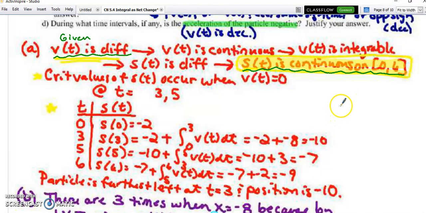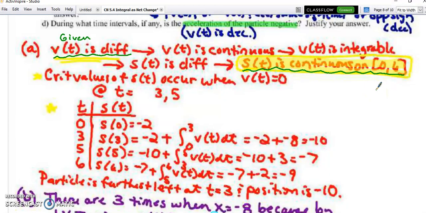Now, the reason why is that if the velocity function is differentiable, that implies that the velocity function is continuous. If the velocity function is continuous, we know that the velocity function can be integrated. And if the velocity function can be integrated, that means we must have been able to take the derivative of the position function S of t, which means that S of t is continuous. But as long as you say V of t is differentiable, implies that S of t is continuous on 0 to 6, you will check that box for meeting the requirements and the conditions of the extreme value theorem.